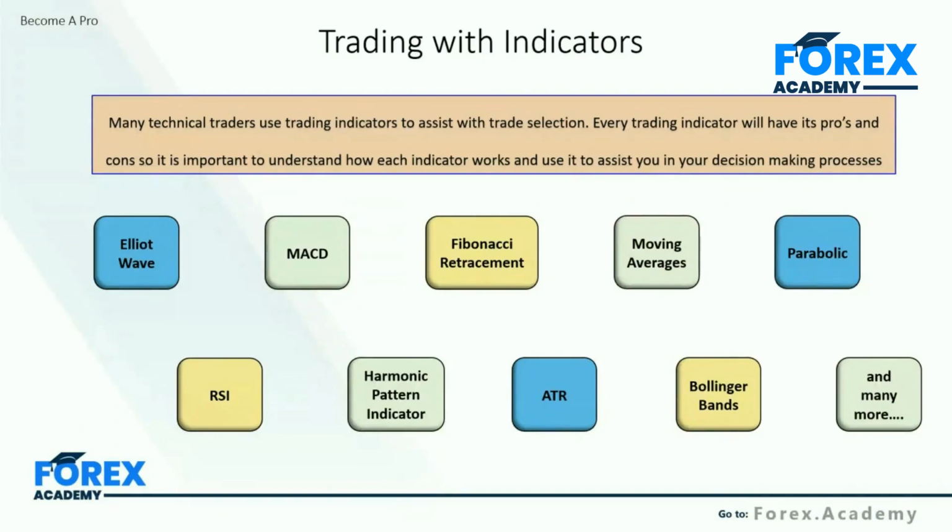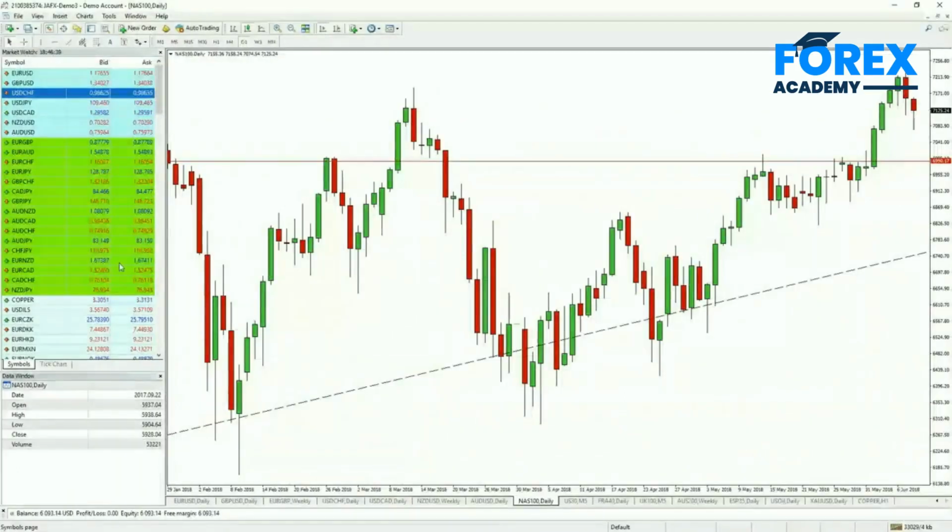And we have a few on screen here: Elliott wave theory, MACD, RSI, Fibonacci retracement, of course, harmonic pattern indicator, average true range, moving averages, parabolics, of course, Bollinger Bands. Look, there are many, many more indicators, and of course your price action as well. What I'll do just quickly before we finish our bonus webinar number 1 is go through some indicators with you. I'll bring up a recent trade that we had just 2 days ago.